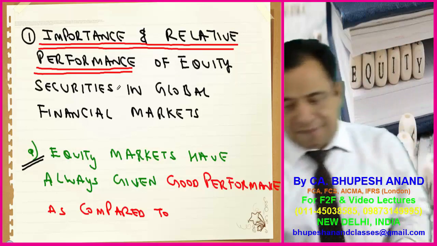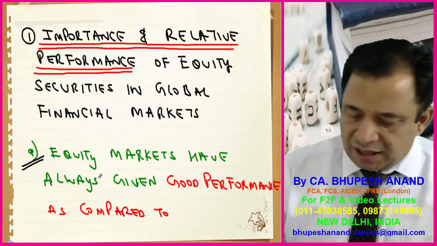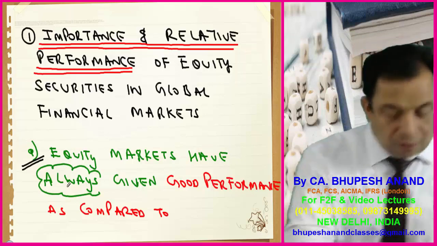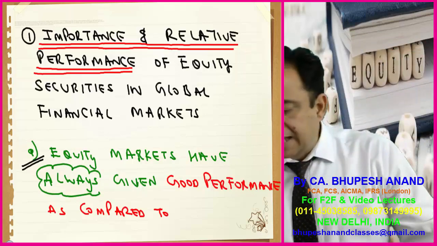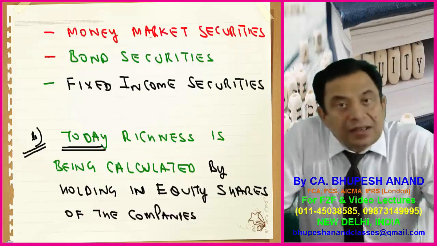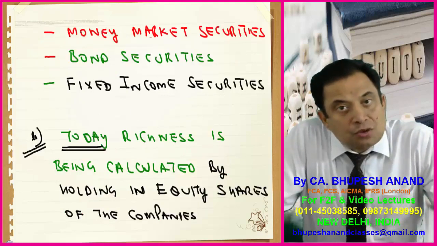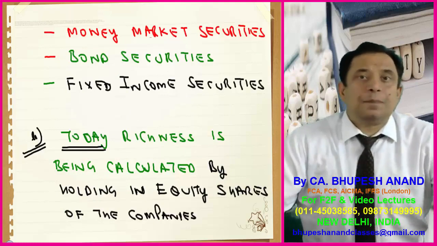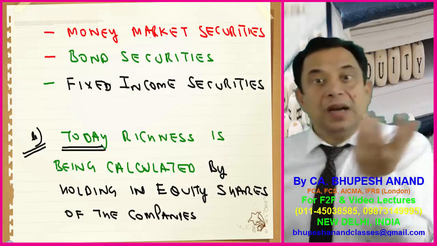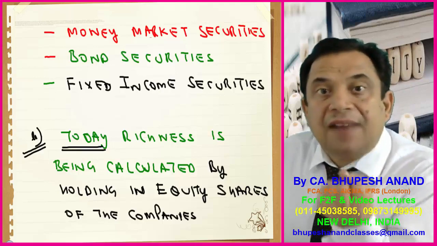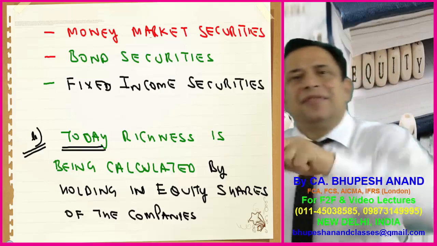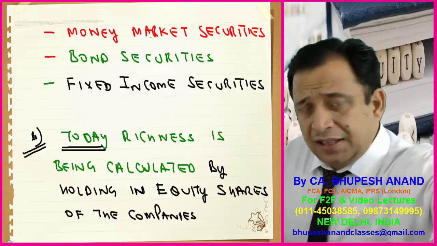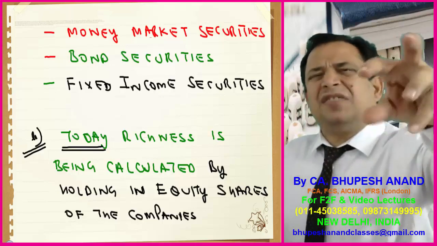Equity markets have always given, just see what I have written, a good performance as compared to money market securities, or money market instruments, or bond market instruments, or fixed income instruments. So this is the basic thought process which I want to build, that equity markets have given a higher return. No doubt in some years there is a bad performance also, but those are very few years.